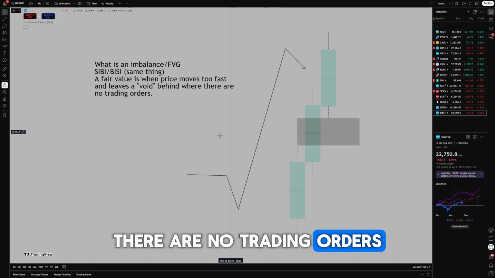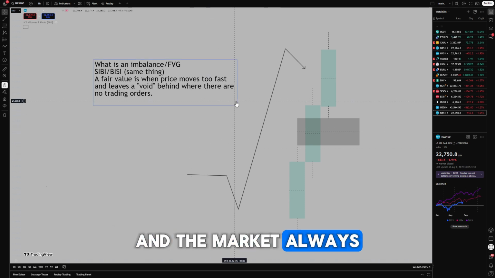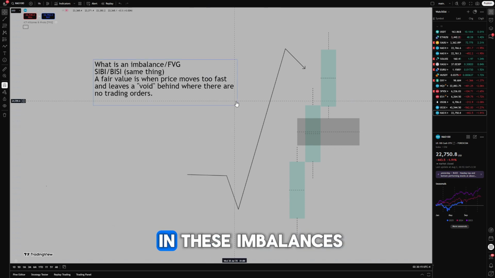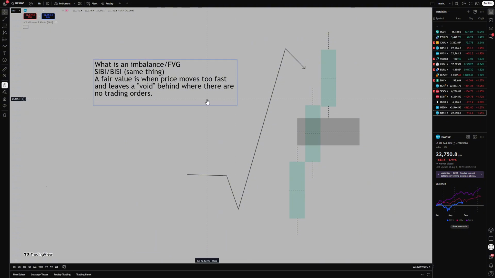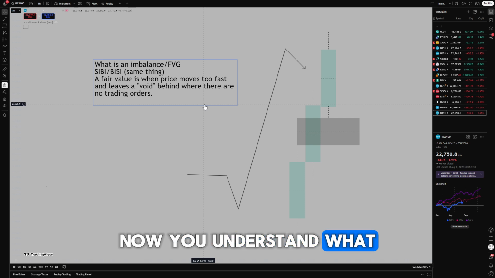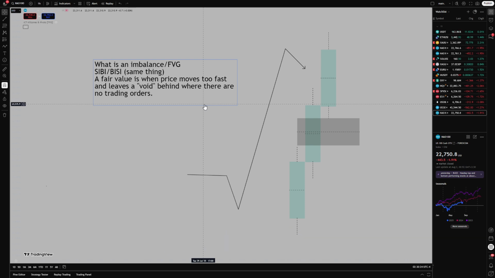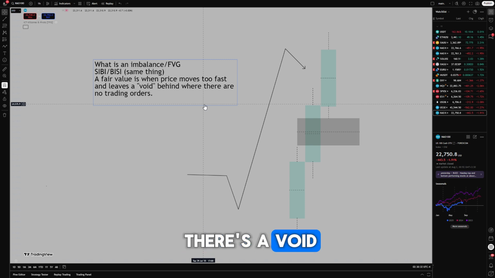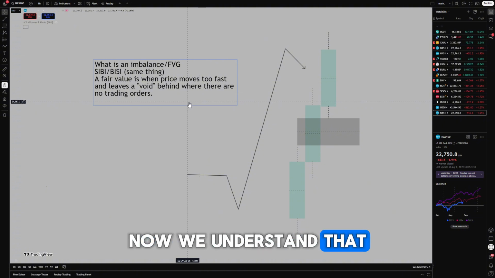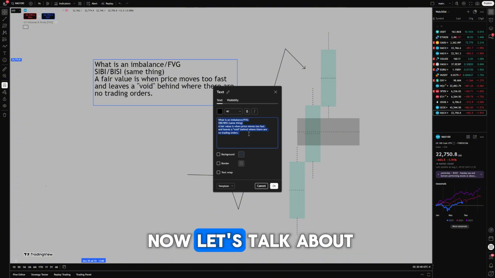There are no trading orders, and the market always goes back to fill in these imbalances. It's very important for the market to do so. Now we understand what a fair value gap is, and we know it's a void of trading orders or just trading in general. There's nothing in there, and there has to be things put in there. Now we understand that.